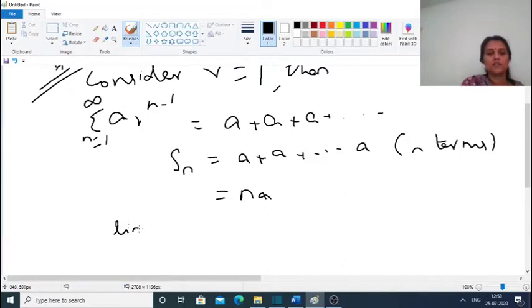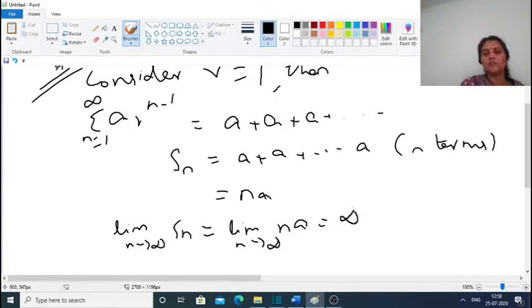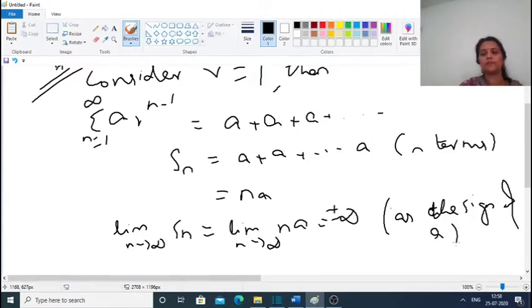So the limit as n tends to infinity of Sn is equal to the limit as n tends to infinity of na, which is equal to plus or minus infinity, as it depends on the sign of a. If a is negative, it is minus infinity, otherwise it is plus infinity.